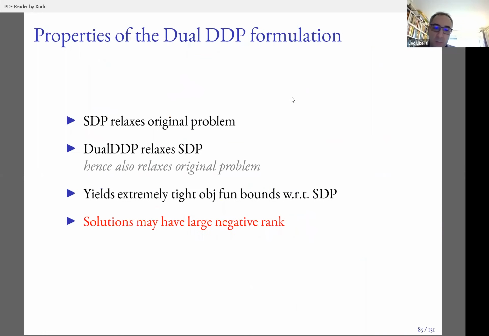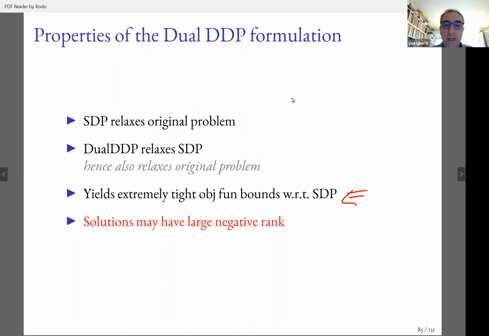What are its computational properties? Well, first of all, the theoretical properties are very easy. The SDP relaxes the original problem, and the dual DDP now relaxes the SDP. So this also relaxes the original problem, which is not the case for the inner DDP formulation. This is an outer DDP formulation. It incredibly yields extremely tight objective function bounds with respect to the SDP, not with respect to the original problem.